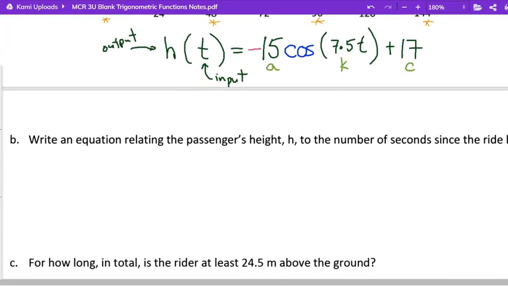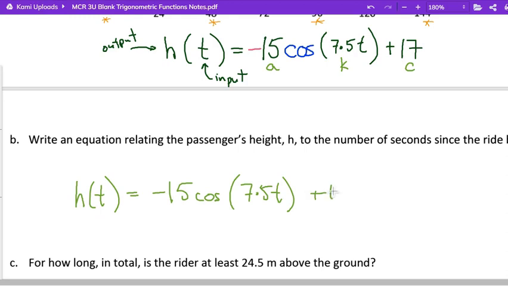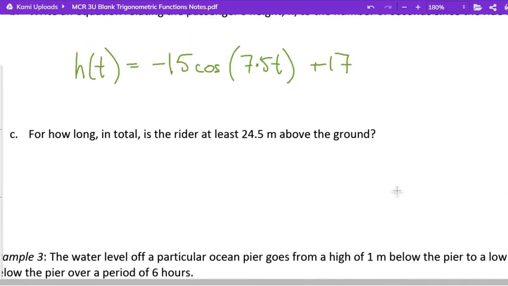All right, so we have our equation. I'm just going to copy it down here. So I've got h of t equals negative 15 cos 7.5 t plus 17. All right. For how long in total is the rider at least 24.5 meters above ground? Okay, so in order to do that, we might need to do some math.